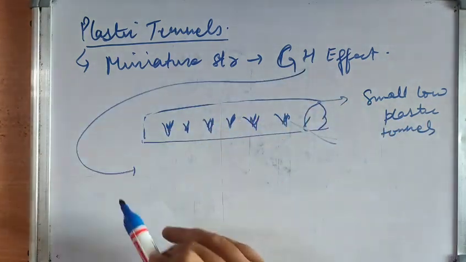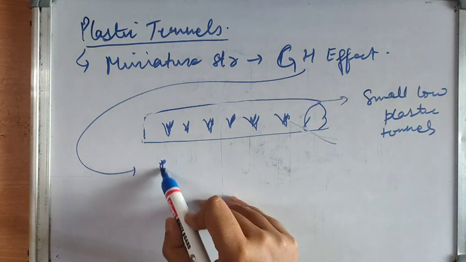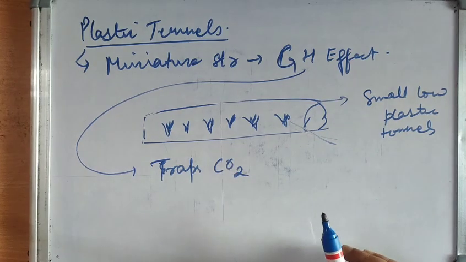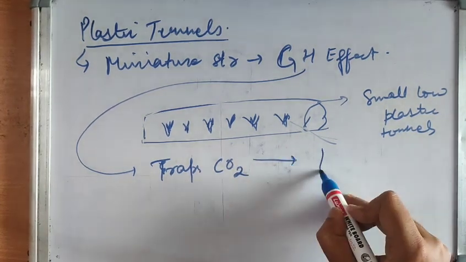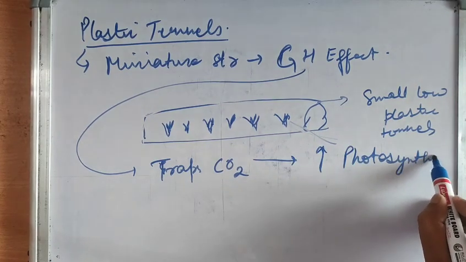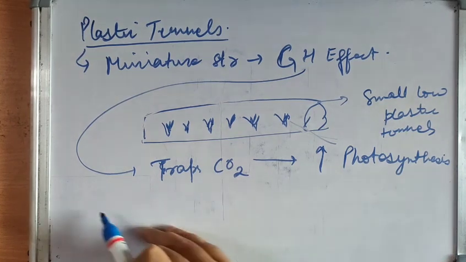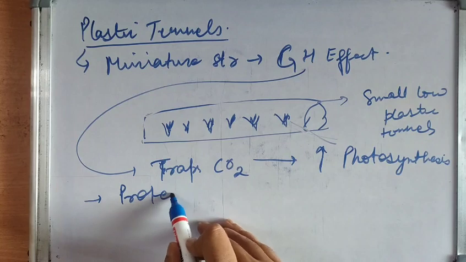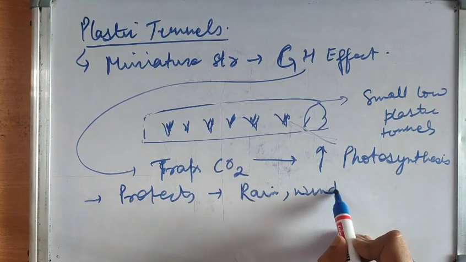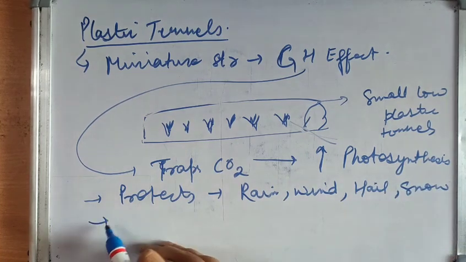How does it enhance the greenhouse effect? Because they facilitate the entrapment of CO2. They trap CO2, thereby enhancing the photosynthetic activity and increasing the rate of photosynthesis. It also protects plants from harsh weather such as heavy rains, wind, hail, snow, etc. And they are mainly used for raising nursery.